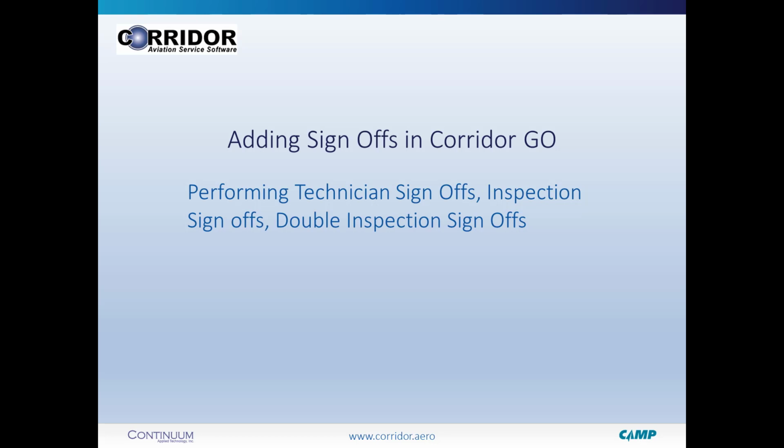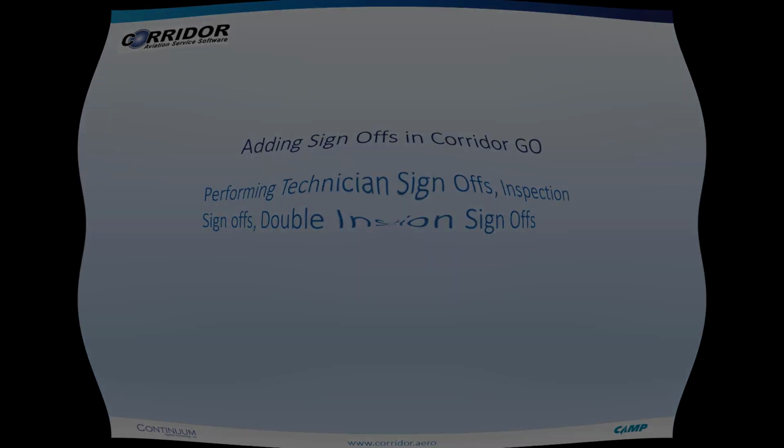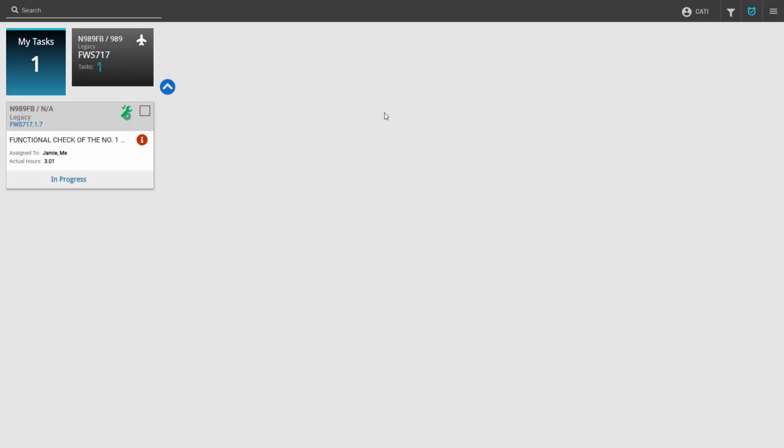In this video we're going to discuss how to add technician sign-offs, inspector sign-offs, and a second inspector sign-off if this is an RII task. To begin, we have to ensure that the discrepancy is ready for a sign-off.